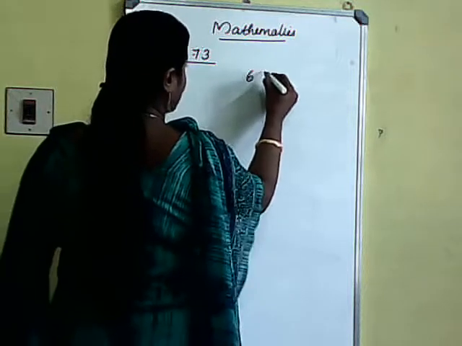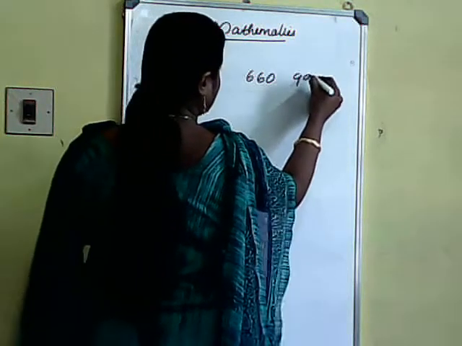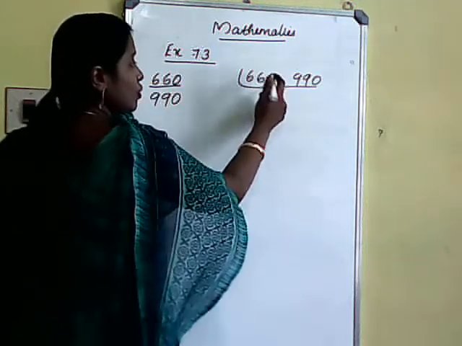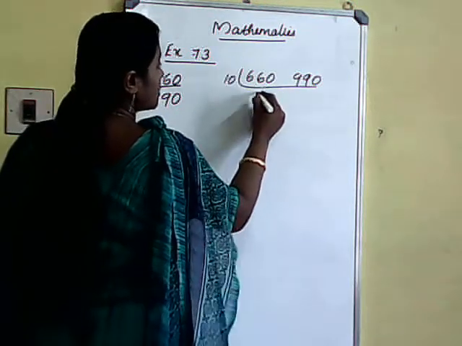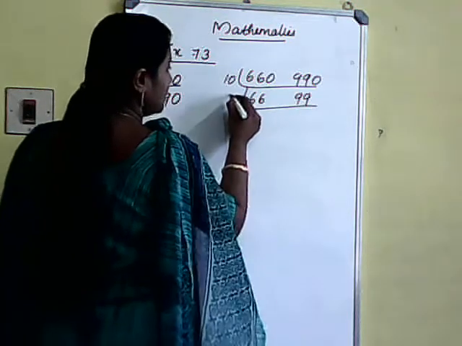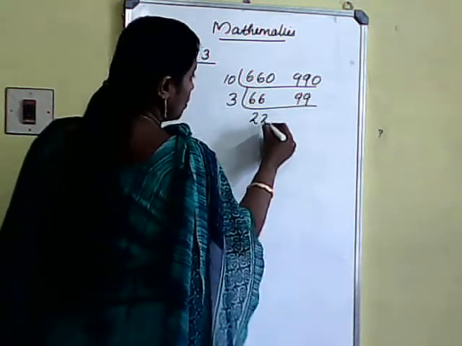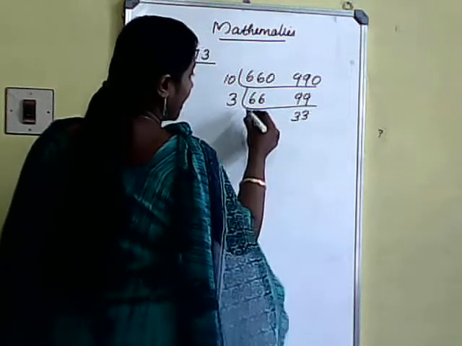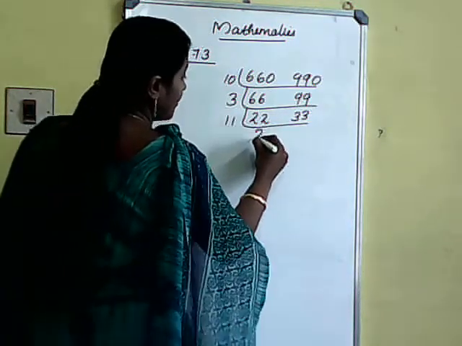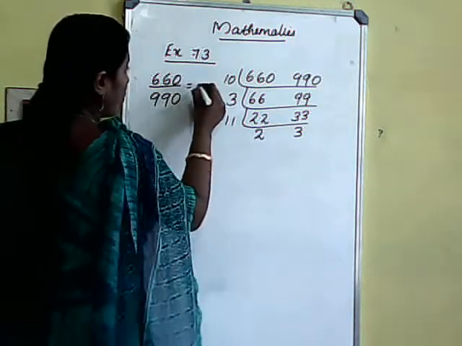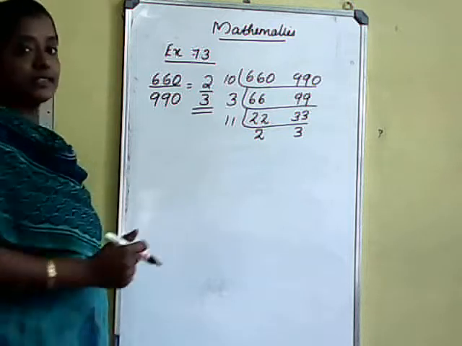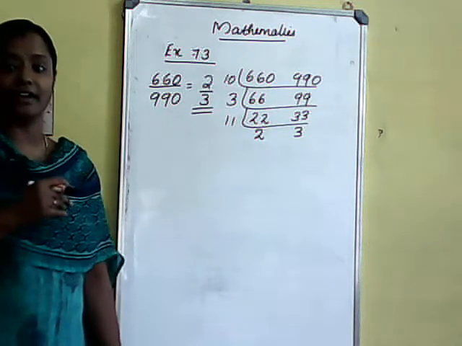Yes, HCF. 660, 990. Which number is common? 10, because in units place is 0. So 66, 99. Again, which number is common? 3. 22, 33. Again, which number is common? 11. Not 11, 2, 3. So what is it? 2 by 3 is the simplest form of 660 by 990.